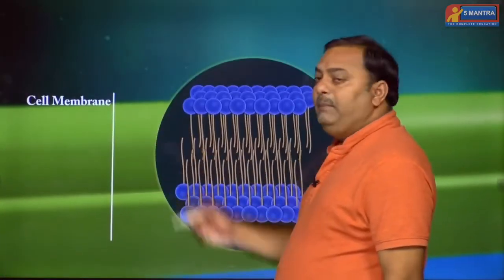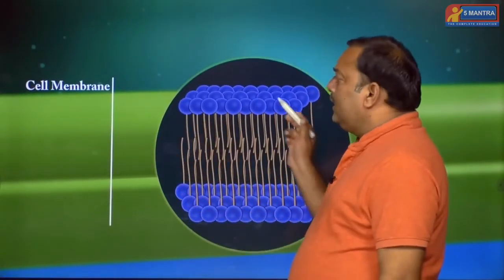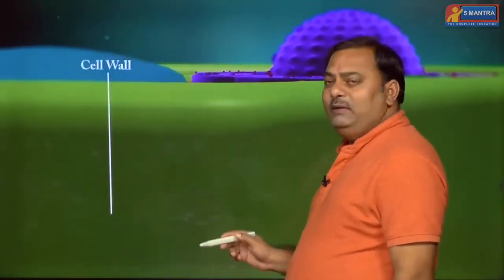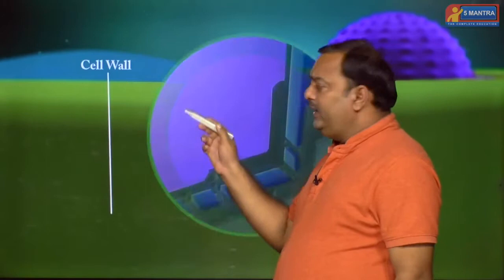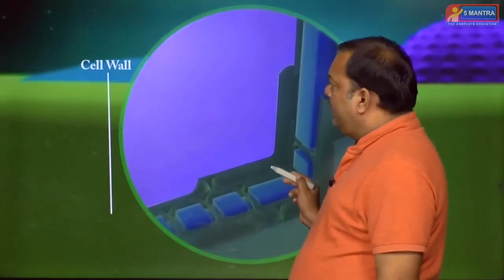Next, we'll move to one more cell organelle, called the cell membrane. The cell membrane is the layer which surrounds the plant cell. Next, we are going to discuss the cell wall. The cell wall is the layer which protects the plant cell. You can find the cell wall structure in the interior view. So this is about the cell wall function.